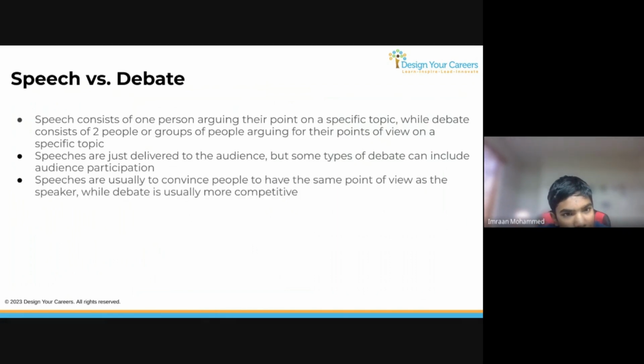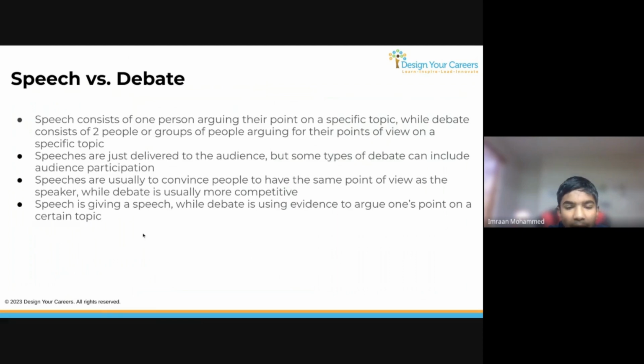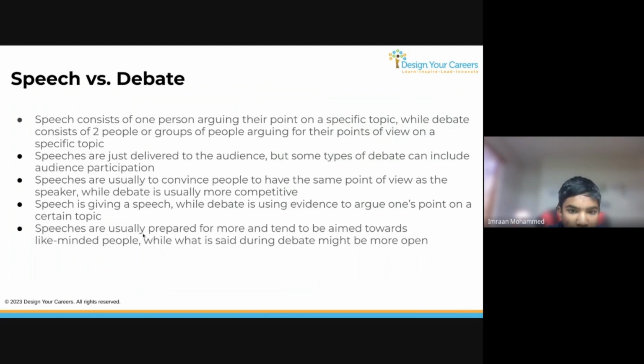In addition, debate tends to be competitive and more persuasive. Speeches can also be persuasive, but they can also be more convincing or more to educate people. And speech also tends to be more original than debate, whereas debate can be more oriented on facts or evidence. And debate can be more open, but speech tends to be aimed more towards like-minded people, again, for education or for persuasion.